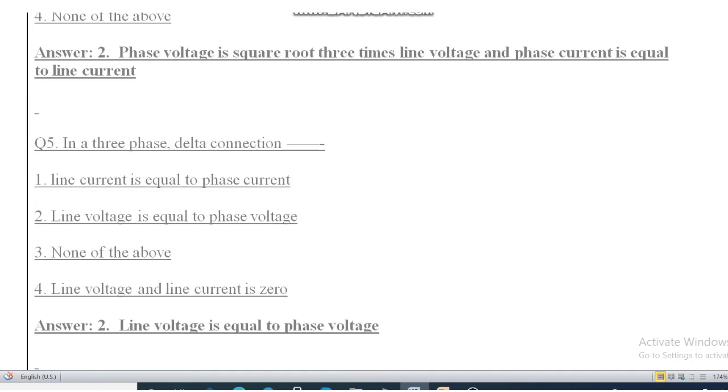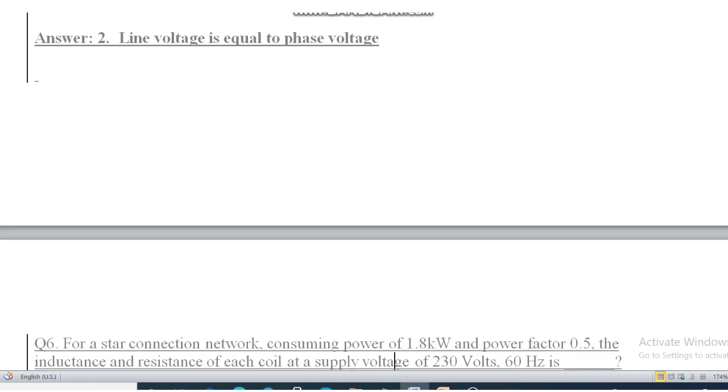Phase voltage is 1/root 3 times line voltage and phase current is equal to line current. Question number 5: In a three-phase delta connection, second option, line voltage is equal to phase voltage.